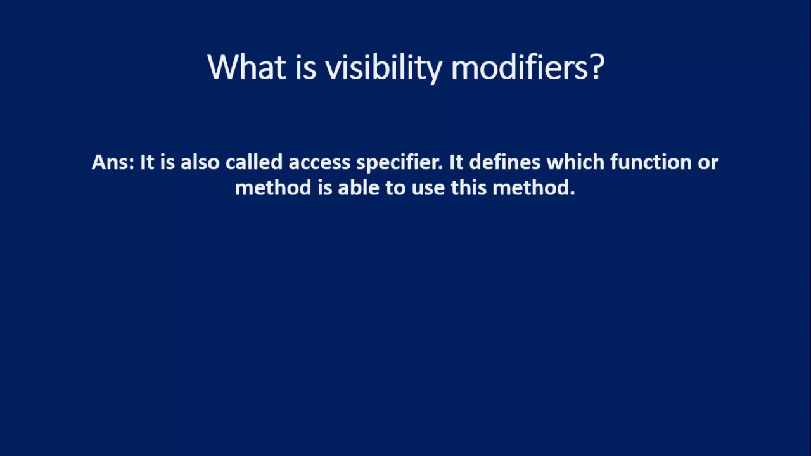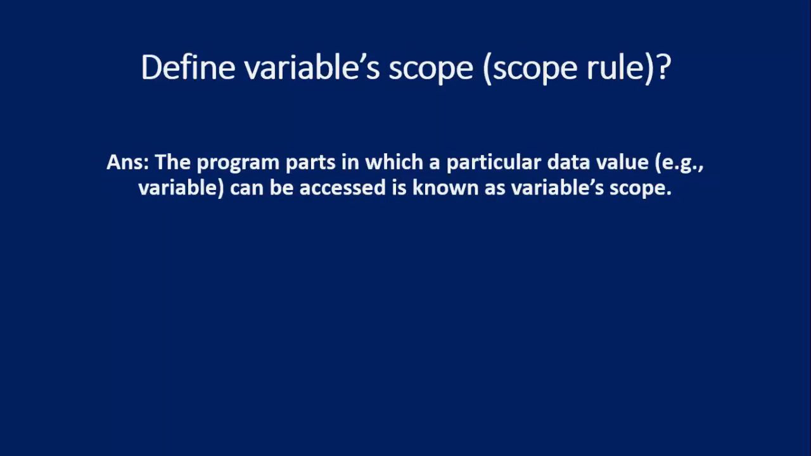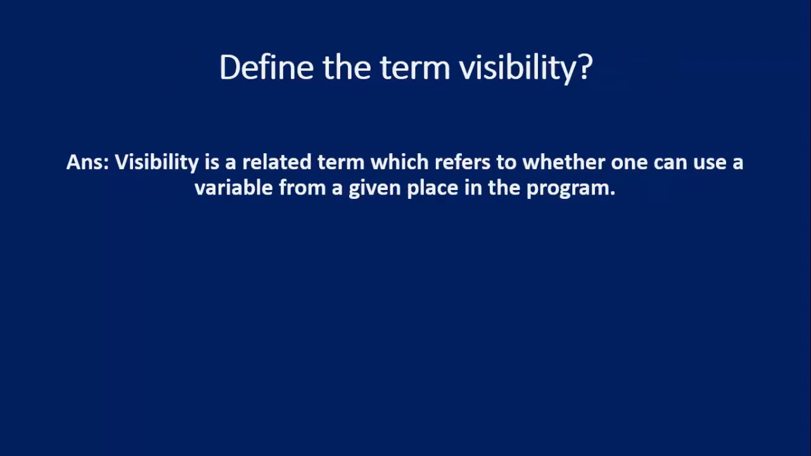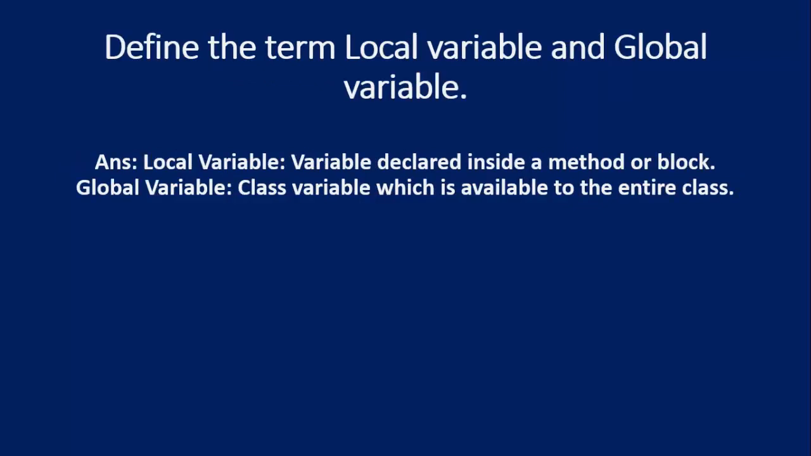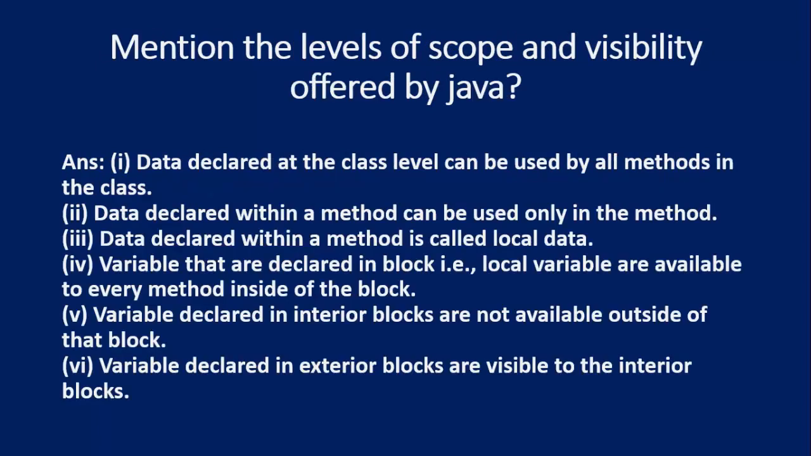What is visibility? It is otherwise called an access specifier. It defines which function or method is able to use this method. The variable scope, the program part in which a particular data value can be accessed, is known as variable scope. Visibility is a related term which refers to whether one can use a variable from a given place in the program or not. Now the local variable and the global variable. A local variable is a variable declared inside a method or a block. A global variable is a class variable which is available to the entire class.